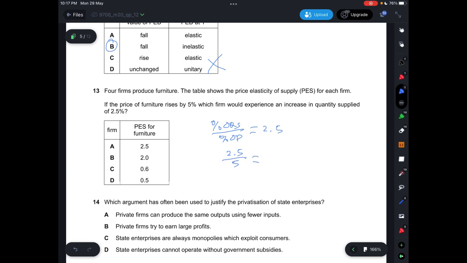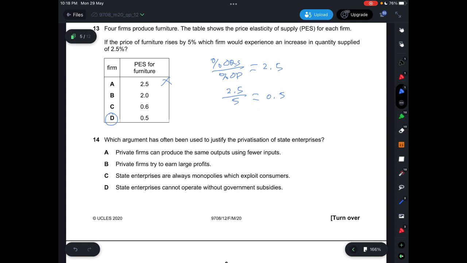This will give us 0.5, so this is not correct. So you can see we already have the answer, because the increase in quantity supplied is 2.5% and the increase in price is 5%, so we get 0.5. So the answer is D.